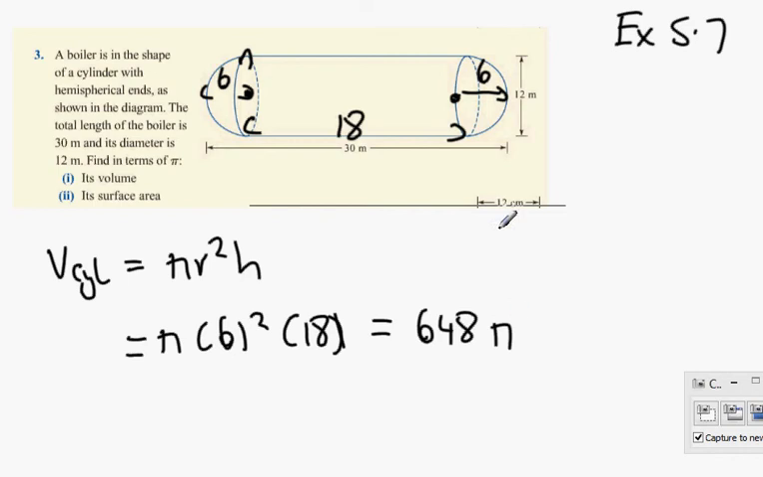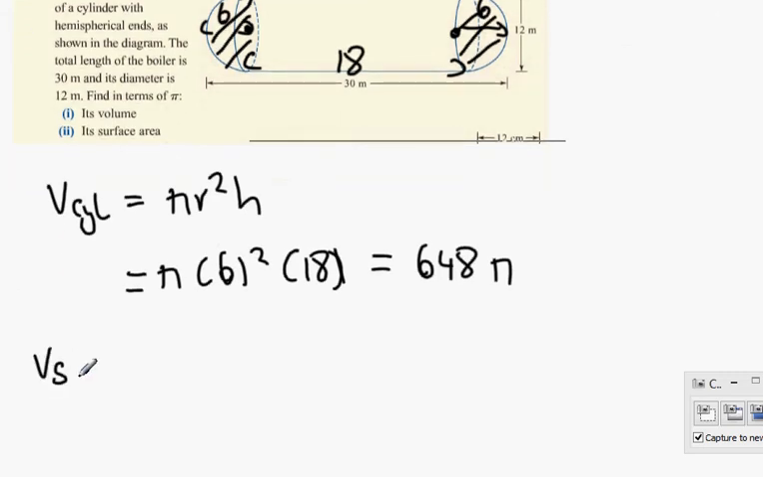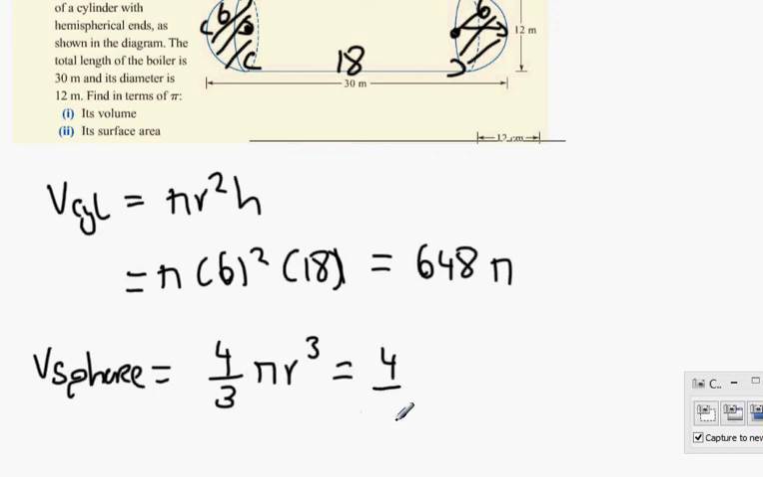Now, we have two ends. Both ends are hemispheres, and therefore the full thing is a sphere. So we're looking for the volume of a sphere. The volume of a sphere is 4/3 pi r cubed, which is 4/3 multiplied by pi multiplied by 6 cubed. What do we get for that? We get 288 pi.